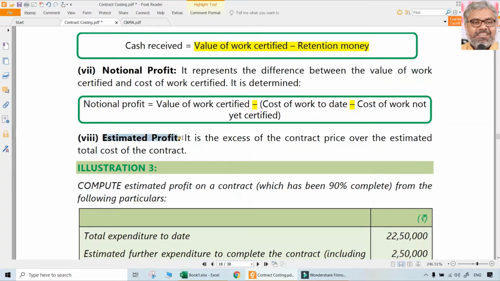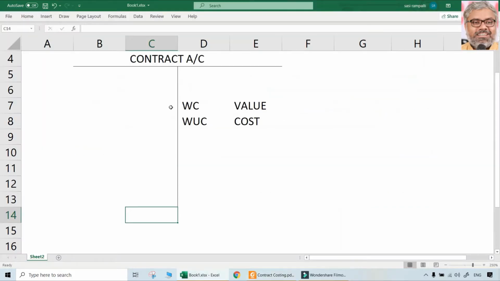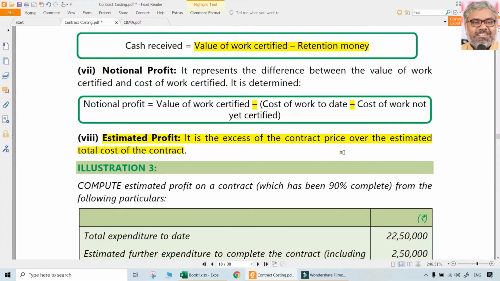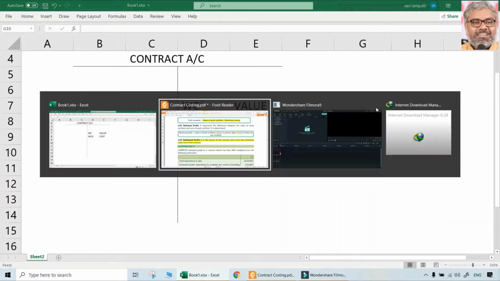Then estimated profit is different. Estimated profit is not about now or what happened. It is about future. That is why we are calling it estimated profit. What is that? That is the excess of the contract price over the estimated total cost of the contract. Estimated total cost of the contract will be how much? Whatever the cost already incurred, which is the reality, plus the cost which might be incurred in future on this contract. That gives us the total estimated cost of the contract. Reduce that from the contract price, we get estimated profit.